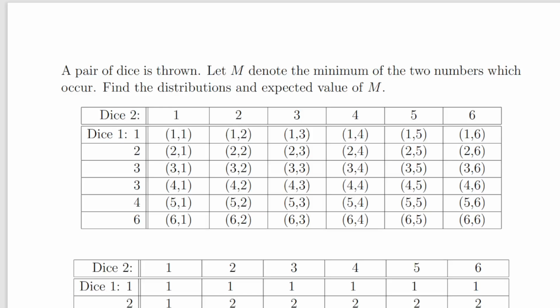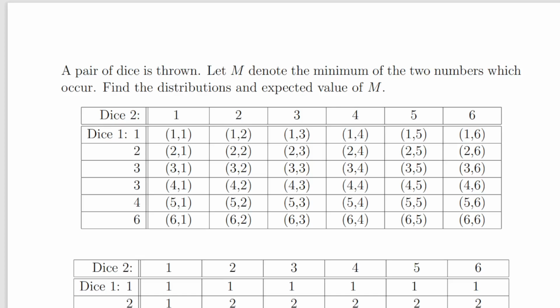In this presentation, we are going to look at discrete random variables and the joint distribution of discrete random variables. So in this case, what we have is a pair of dice. A pair of dice is thrown, and let x denote the minimum of the two numbers which occur. Find the distribution and the expected value of m, which is the pairwise minimum.